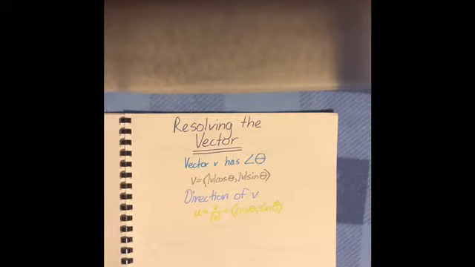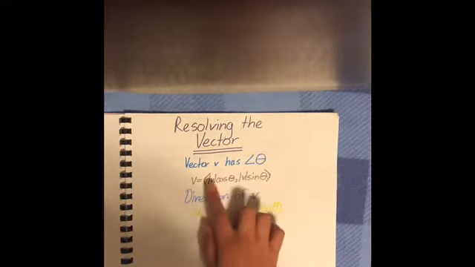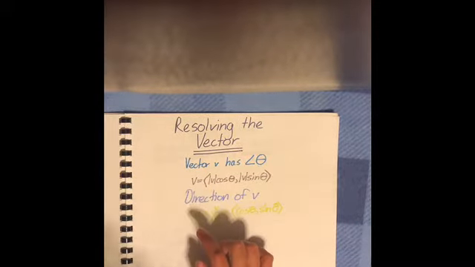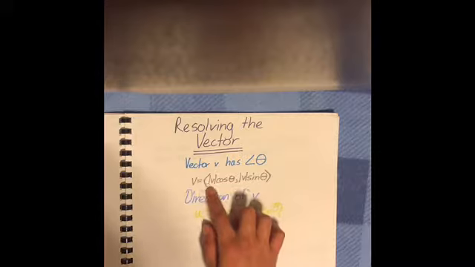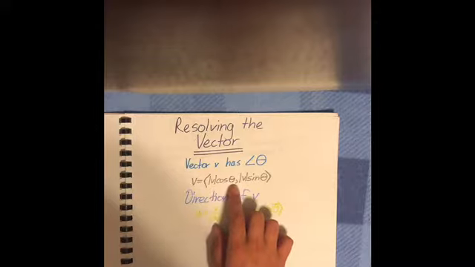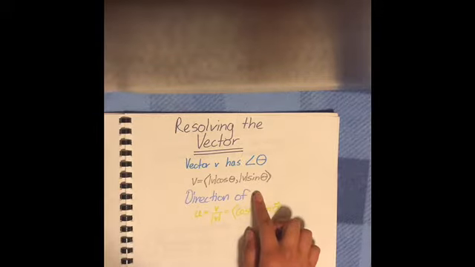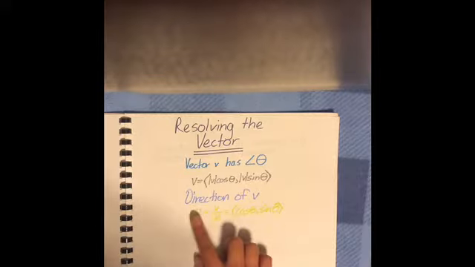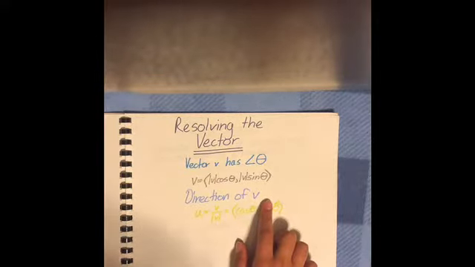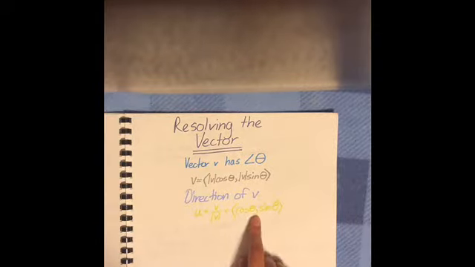Now on to resolving the vector. If v has a direction angle theta, the components of v can be computed using the formula v equals the absolute value of v times cosine of theta, the absolute value of v times sine of theta. And from that formula, the unit vector in the direction of v, which is u equals v over the absolute value of v, equals cosine of theta, sine of theta.